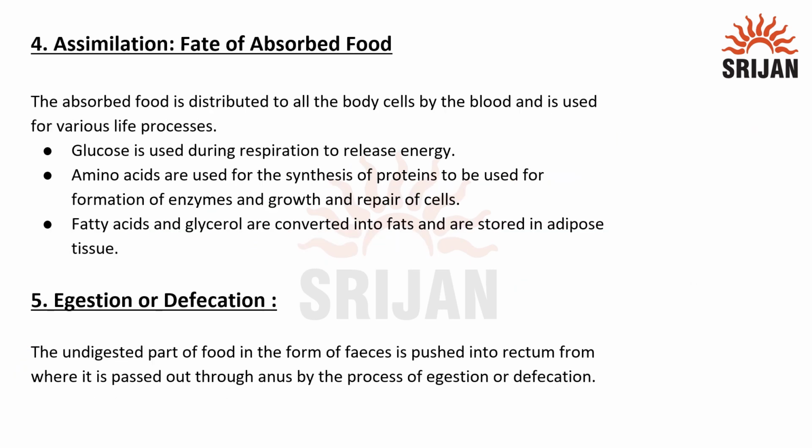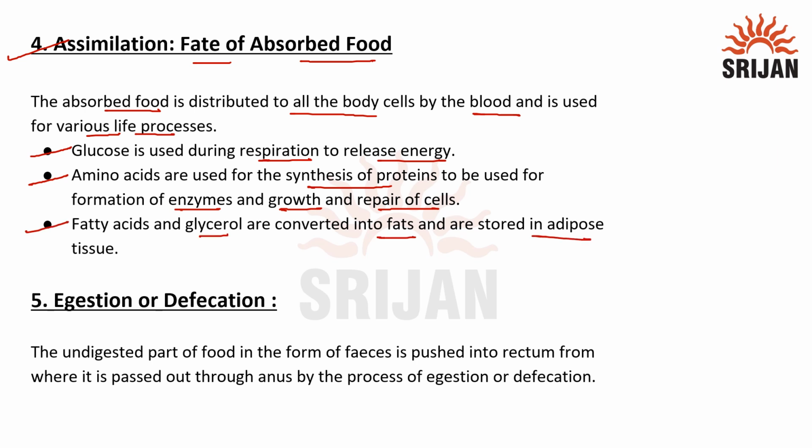The fourth step in the process of nutrition is assimilation, that is the fate of absorbed food. The food that was absorbed by the villi is distributed to all the body cells by blood and is used for various life processes. Glucose is used during respiration to release energy. Amino acids are used for the synthesis of protein, which can be used for the formation of enzymes, for growth, and for repair of cells. Fatty acids and glycerol are converted into fats and stored in the adipose tissue.